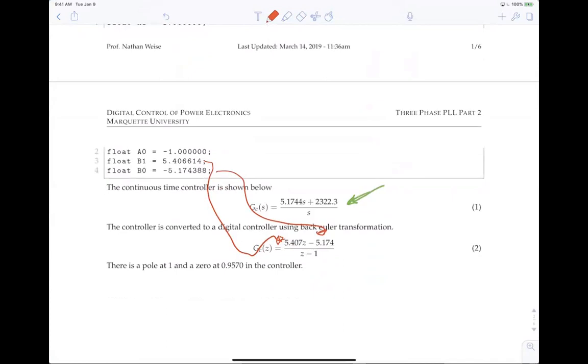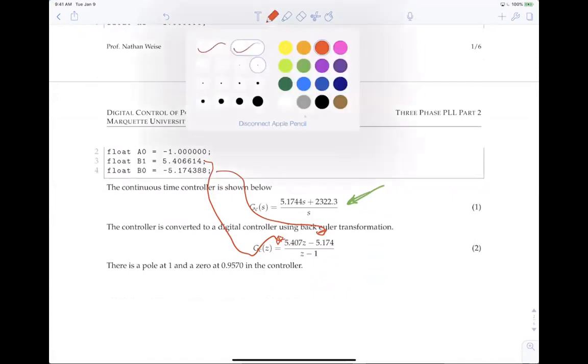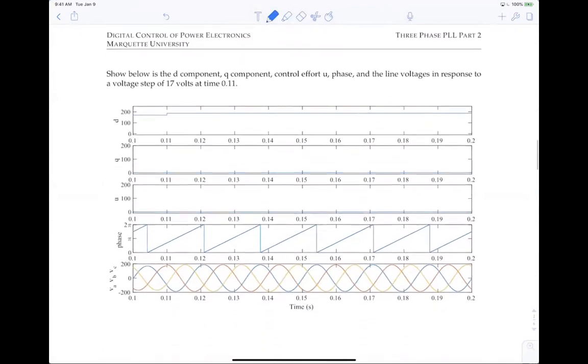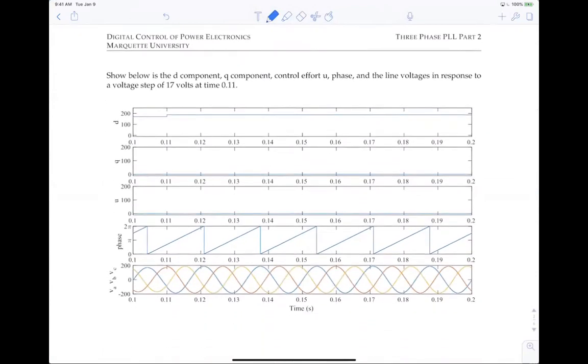So there's a pole at 1 and a zero at 0.957, so we're stable when we look at the controller in terms of internal mode stability. Let's go ahead and look at the output of our controllers to a couple of different transients that you may see on the line. This is similar to what we did in continuous time, but now we actually have a backwards Euler discrete digital controller.